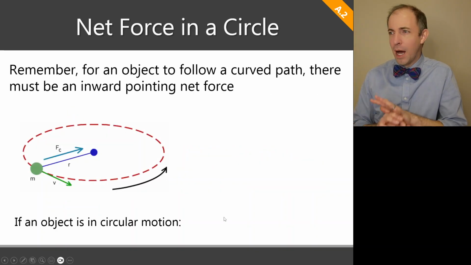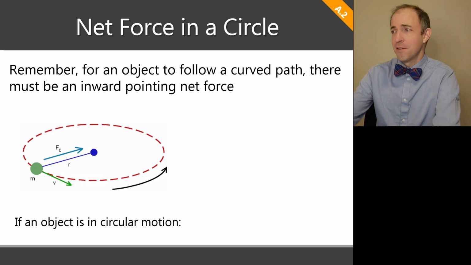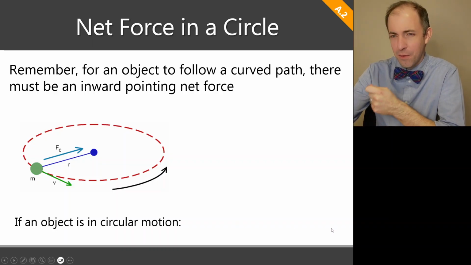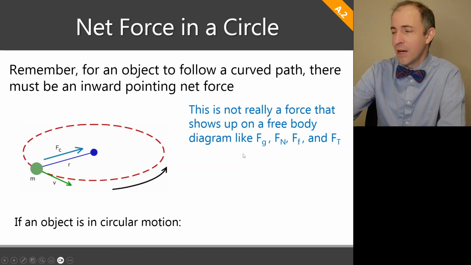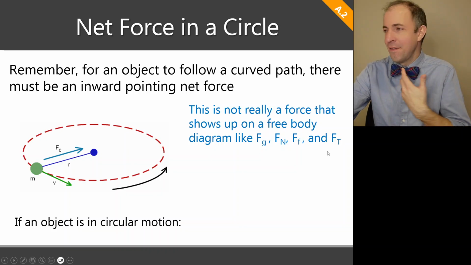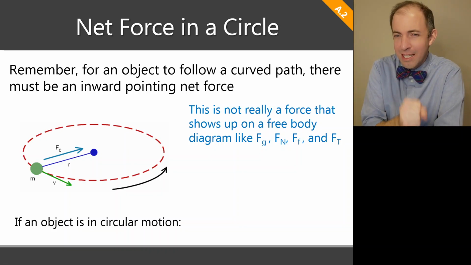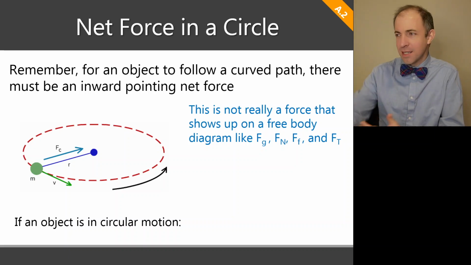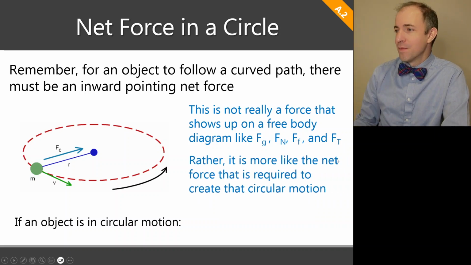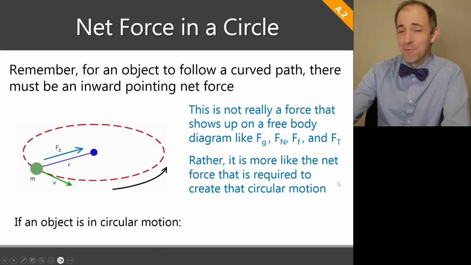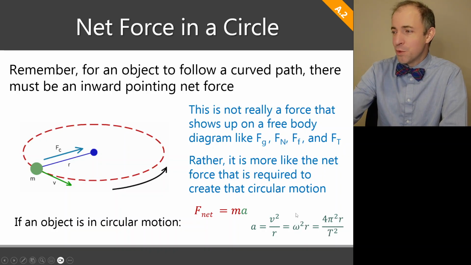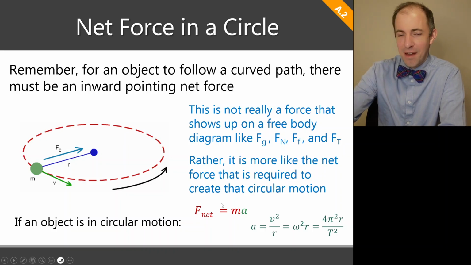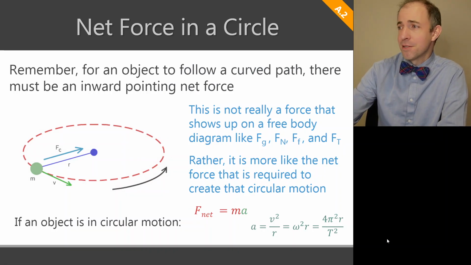So let's look at that. Remember, an object that follows a curved path has to have an inward pointing net force. Now, net force is not the same as other forces that we draw on a free body diagram. So it's not like Fg, Fn, Ff, and Ft, which are forces that we draw directly on the object. This is an overall force that's a combination after those have been factored in. So this is a net force that basically results in the circular motion. F net equals mass times acceleration. Now, that means we can use all of our acceleration equations for circular motion that we can then plug into that net force, or vice versa, come out of that net force.